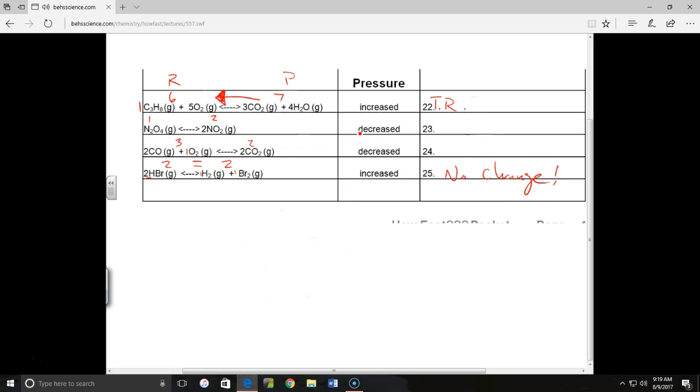All right, let's look here. If I decrease the pressure, I shift to the side with the most. There are 2 on the product side, so TP. Try number 24 on your own. All right, now we've covered all 3 types. Let's look at a problem back in our notes that will help us. So go to notes when done.